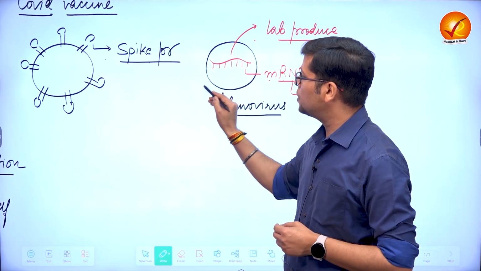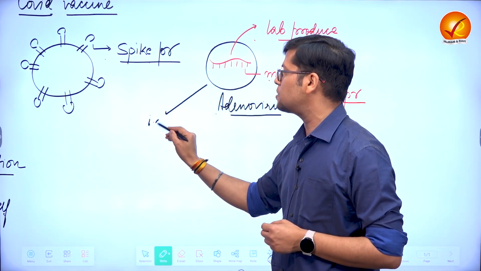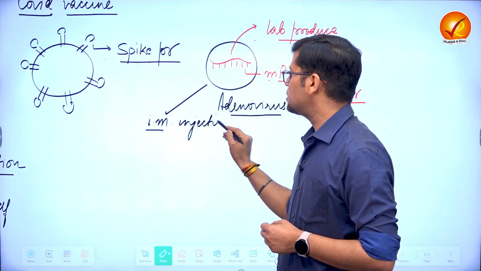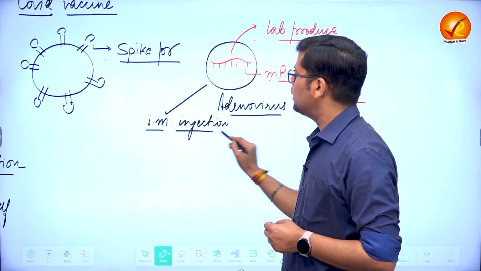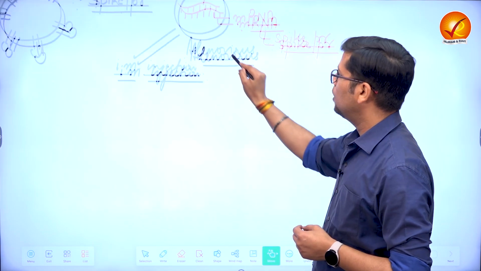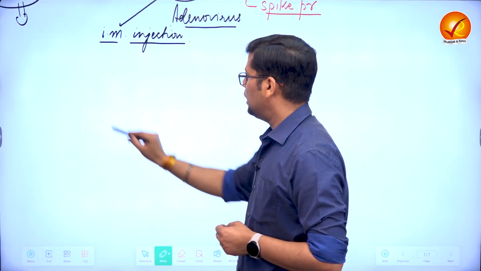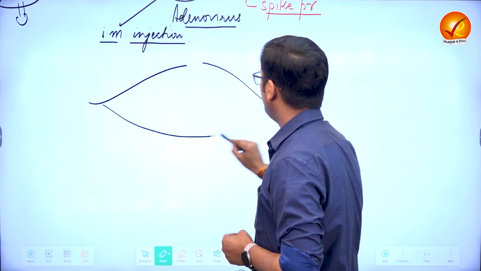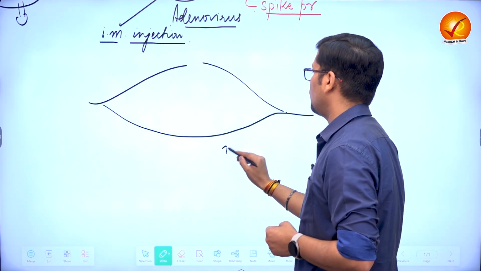It is this which is given to the person as an intramuscular injection. And see how it does the wonder. People, let's say what I'm drawing here is a spindle-shaped muscle cell of your body.